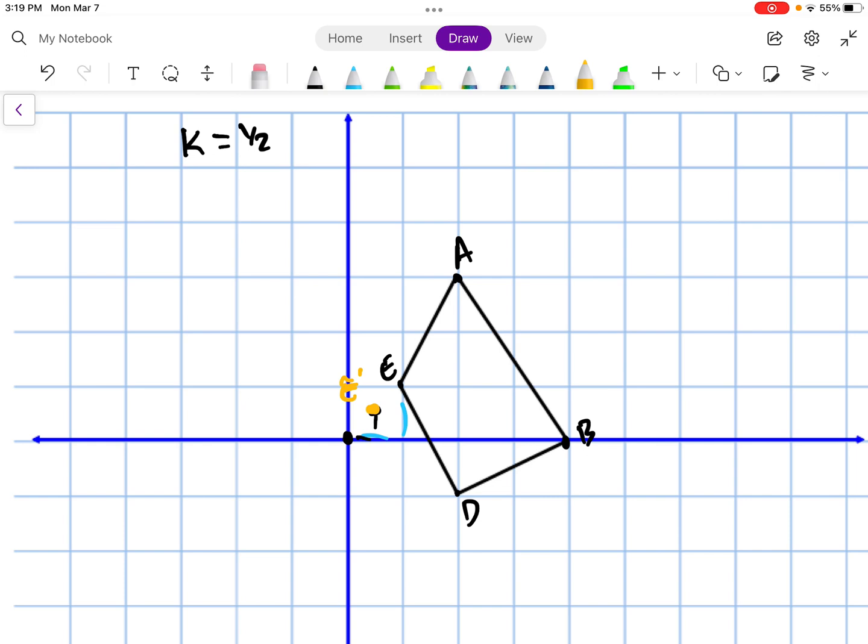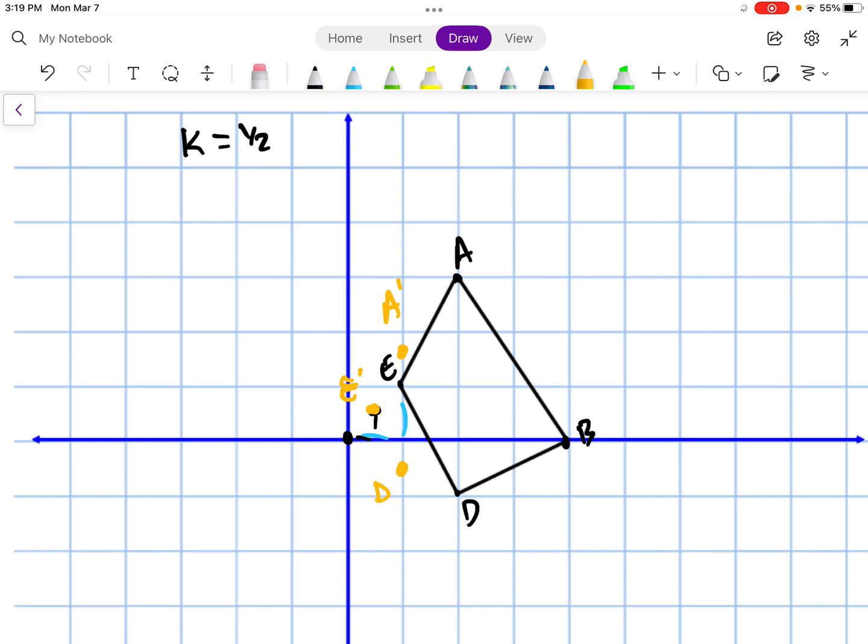All right, go to A. So to go to A, I'm going over 2 and up 3, so I'm going to go over 1 and up 1.5. Somewhere in there. There's my new point A. If I go to D, normally it goes over 2 and down 1. So I'm going to go over 1 and down a half.